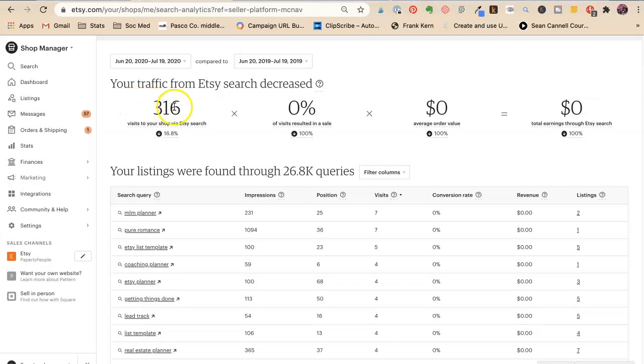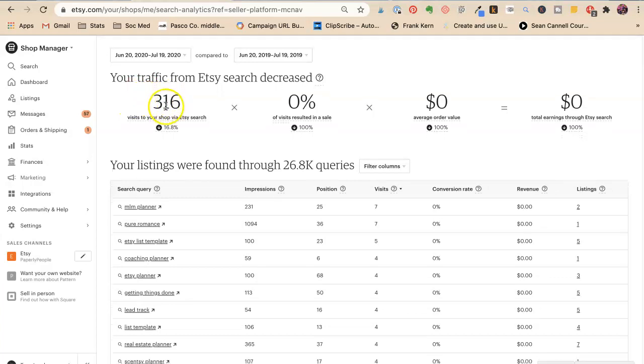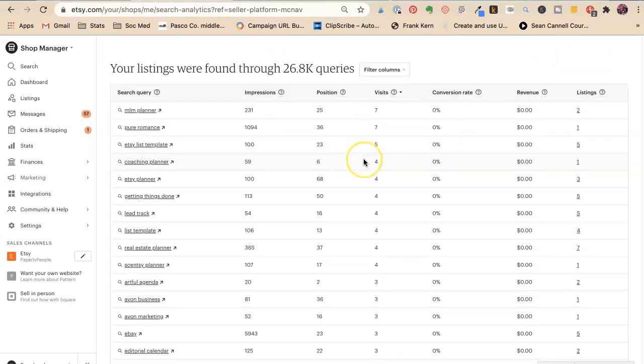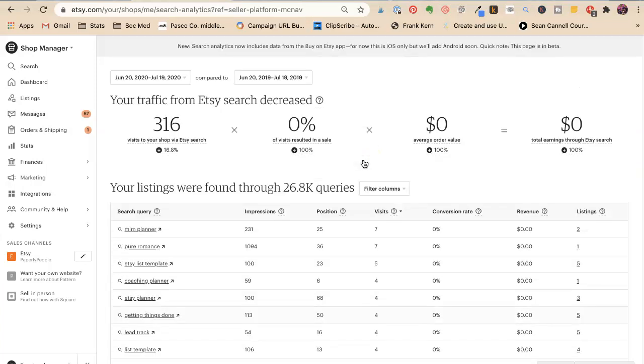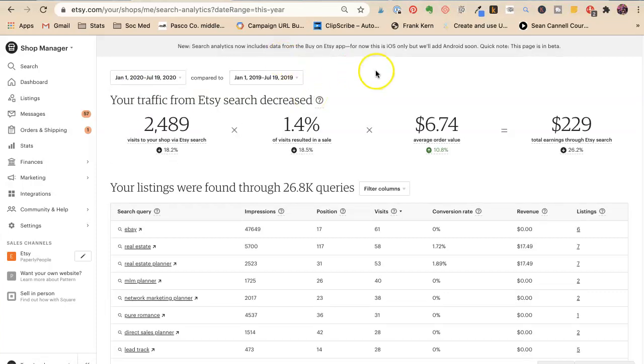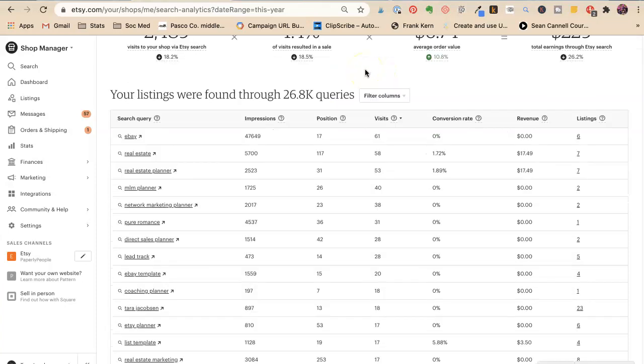Okay. And this is my Paperly People shop. I had 316 visits to my shop with Etsy search. 0% resulted in a sale. Nothing resulted in a sale. So part of this for me, okay, I sell planners and it's July. And quite honestly, nobody's planning anything because of the situation in the world. So let's go to this year, okay? Because I really need to know what's happening when my shop is normally doing well.